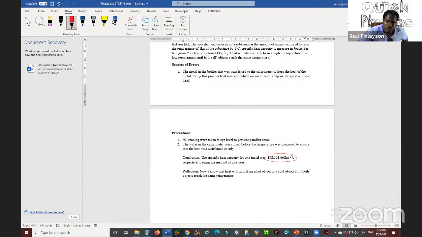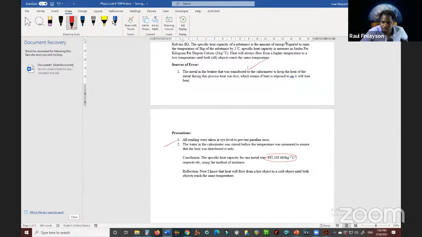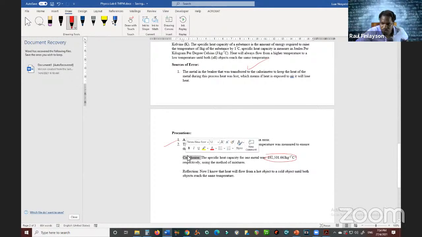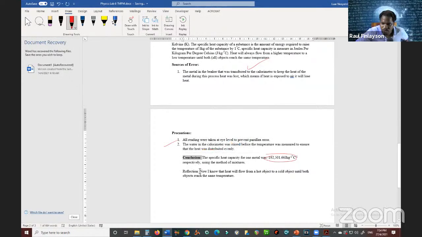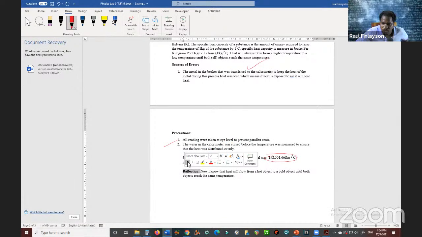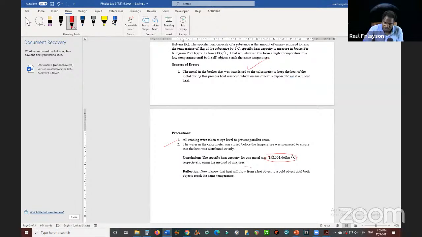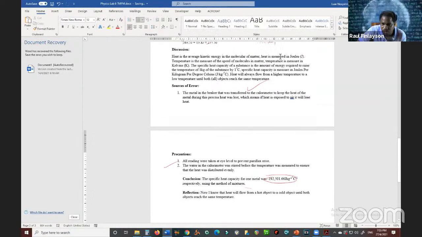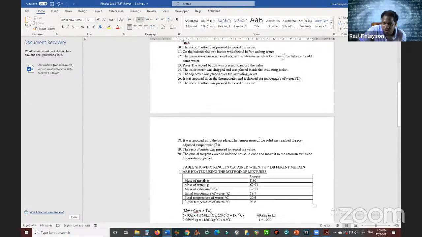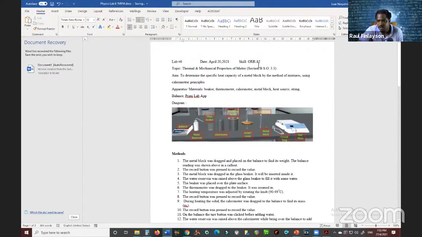All right, I'll accept this as a source of error. Precautions good. Beyond conclusion. Reflection. All right. Certainly at least get 1 out of 2 for this, even though the conclusion there, the answer will be wrong. So you have to fix the answer there. So that's what you have so far. All right. So not much to do here.